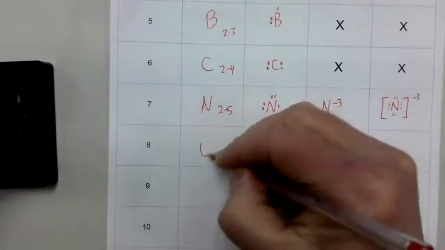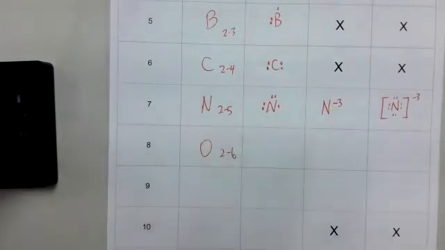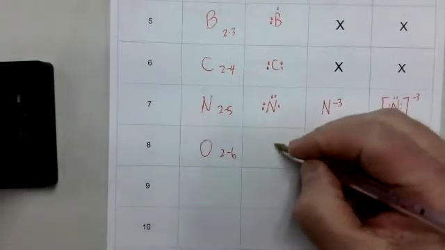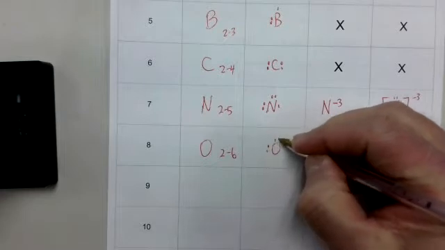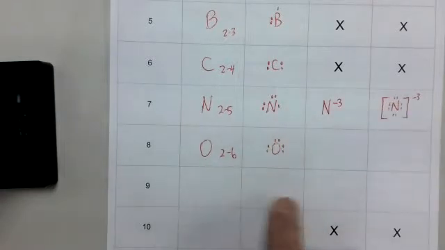After that is oxygen, which is 2-6. Oxygen is going to have 6 valence electrons. They can be any way you want. I picked left, right, and top, but you could use the bottom instead.